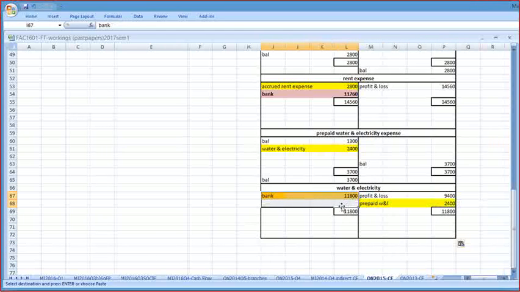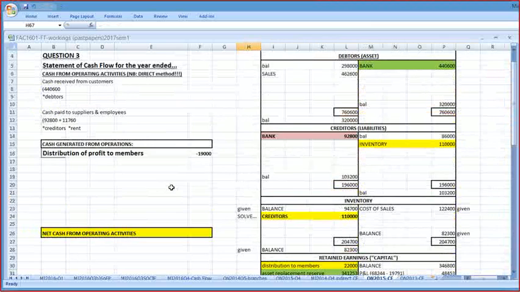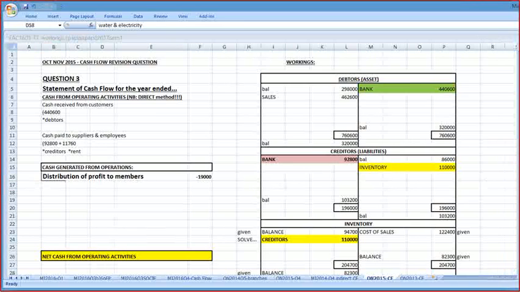How much did you actually pay? 11,800. Is that okay? Yes, because you added the 9,400 plus the 2,400. Yes, I'm balancing the T account. That makes sense. So where's that going to go? It's going to be cash paid to suppliers and employees. Yes. 11,800.